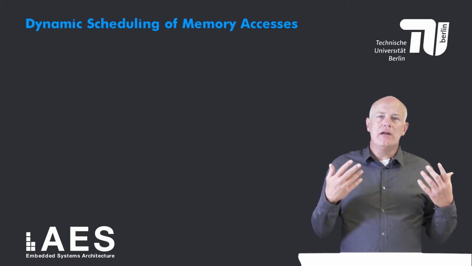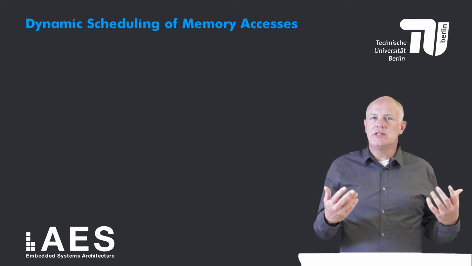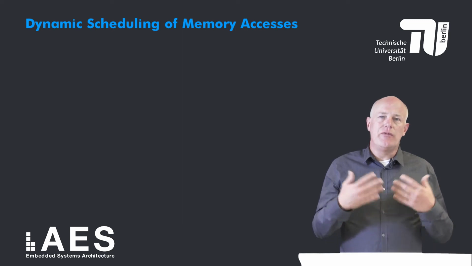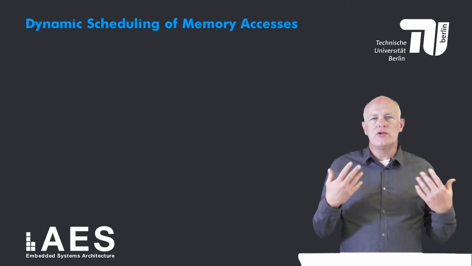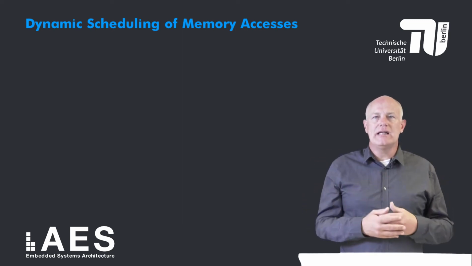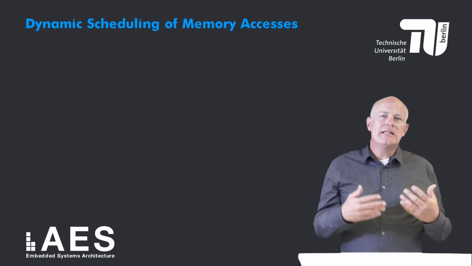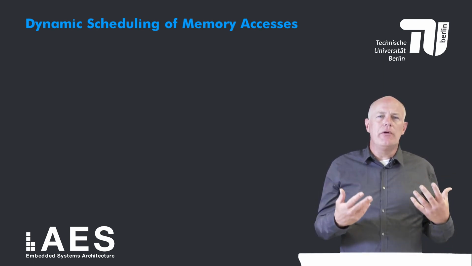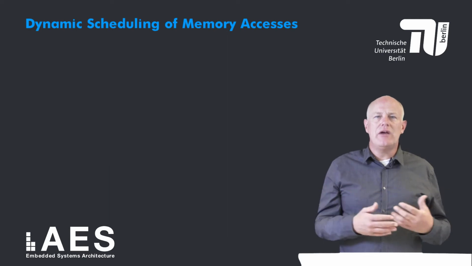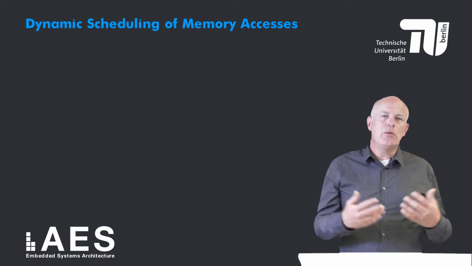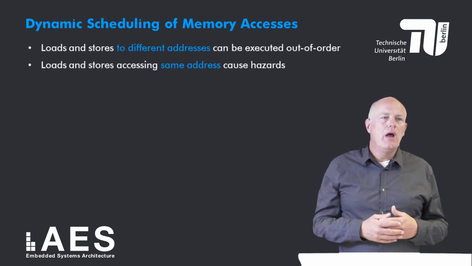There is a dependence between a pair of register instructions if the destination register of the first is equal to one of the source registers of the second instruction. Memory accesses are slightly different because their operands are not known until the effective address has been calculated, as I will explain on this slide.